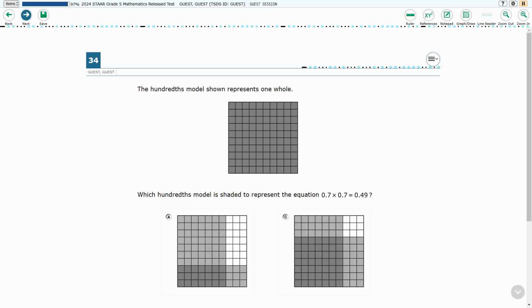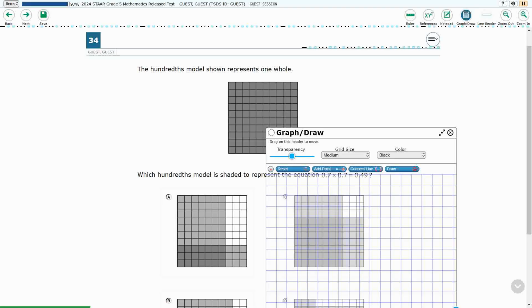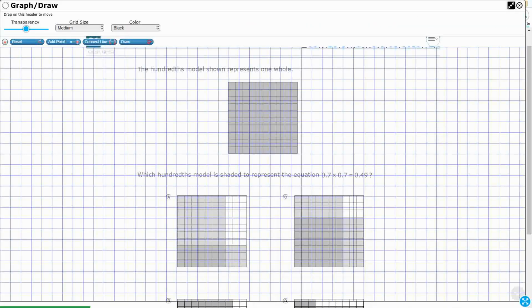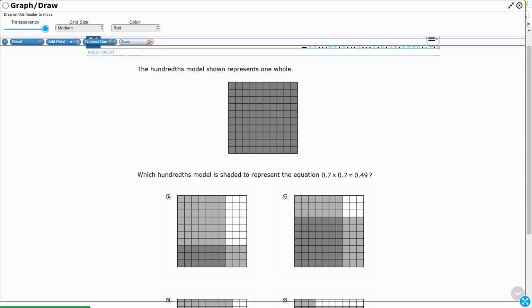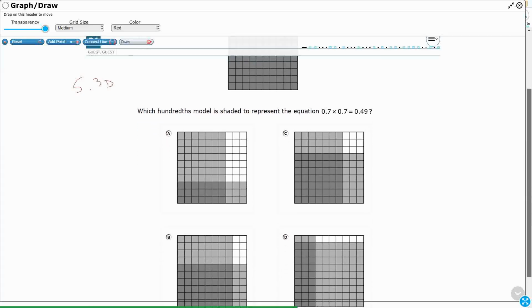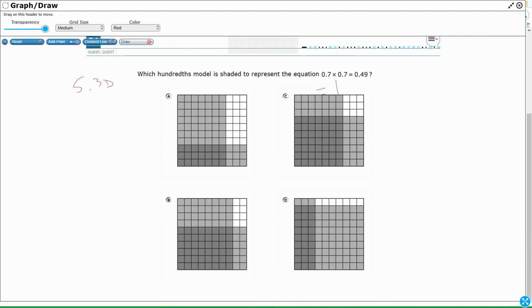All right, final item. Number 34. We are looking at decimal multiplication with area models. This is 5.3D. And we've got this hundredths model represents one whole. Okay, so each of these are going to be less than a whole, because if this equals one whole, then nothing else is as shaded as much. Okay, so these area models, unless you've really practiced this, can sometimes be a little bit difficult for students. Okay, so let's see what we're dealing with here.